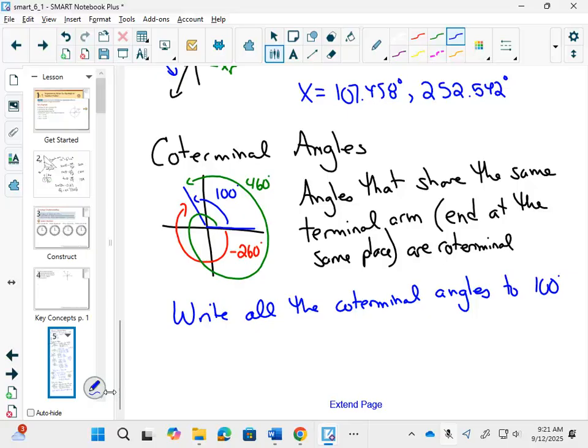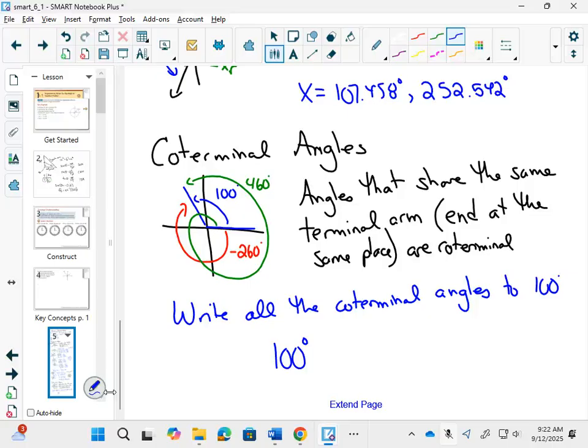So we sort of make a formula. And the formula works like this. If you start with 100 degrees, mathematically, how could I get to 460? Plus 360. I'd add 360. Right? Does that make sense? How would I get to negative 260 from 100? I'd have to go backwards 360. And if I wanted to find the next one after 460 in the positive direction, does it make sense that I would have to add 360 degrees again?